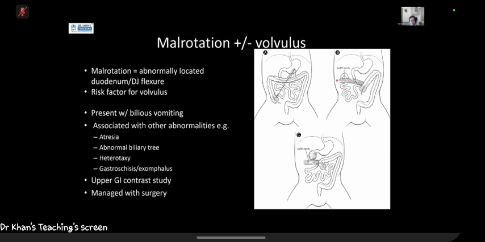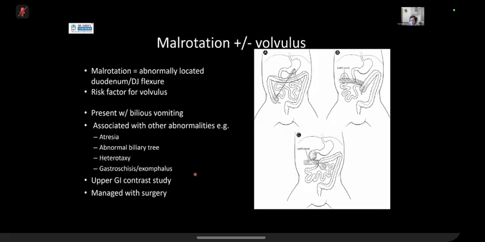And at the same time, you have these Ladd bands as well, and these Ladd bands can cause things like internal herniation. They can cause GI obstruction, or paraduodenal hernias. Okay, and that happens when you have either non-rotation or malrotation. And volvulus is a risk of these rotational abnormalities. As said earlier, it commonly presents with bilious vomiting, and you can have it associated with other abnormalities as listed here.